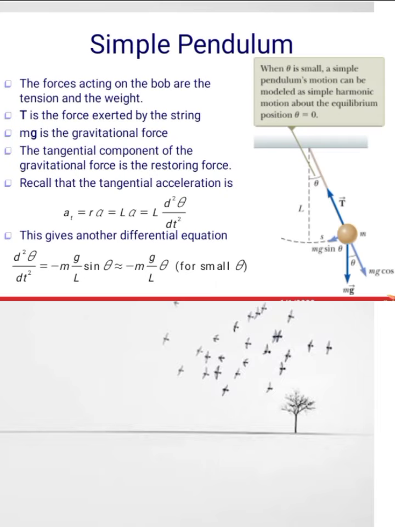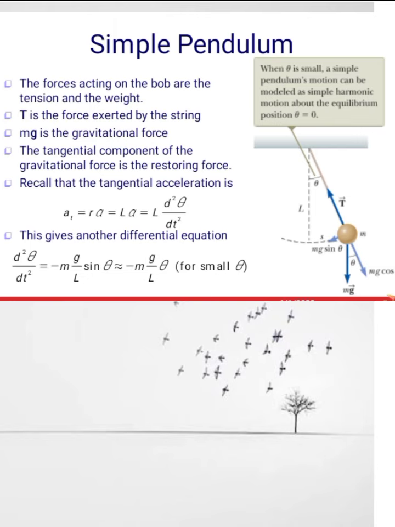Next, the simple pendulum. Point 1. The forces acting on the bob are the tension and the weight. Point 2. T is the force exerted by the string. Point 3. mg is the gravitational force. Point 4. The tangential component of the gravitational force is the restoring force.